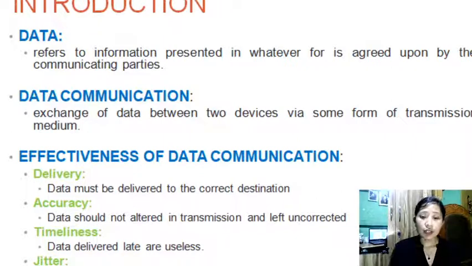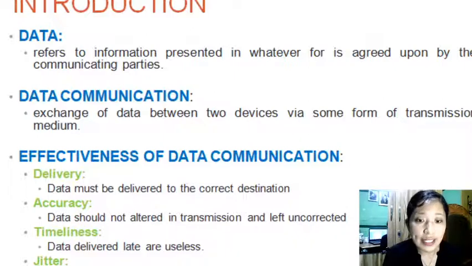Now the requirement of computer network is not only to share the information from one device to another device. Okay, user is going to accept that network only if it satisfies the following criteria. These are called effectiveness of data communication, and these criteria are, you can see here, delivery, accuracy, timeliness and jitter. Okay, so that means a network has to satisfy these criteria to be acceptable.